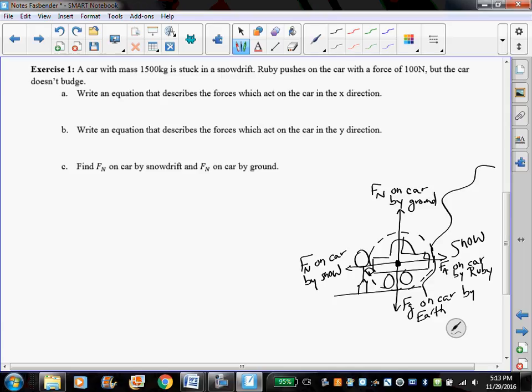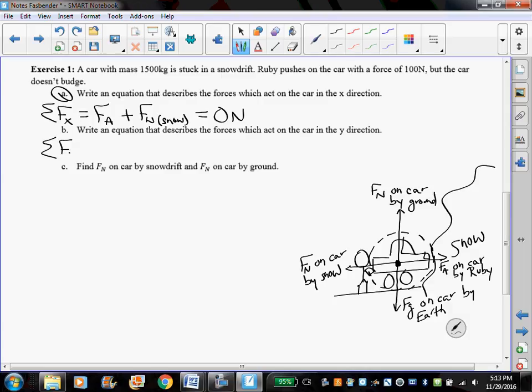So the first thing that we want to do is write an equation that describes the forces which act on the car in the x direction. So this is asking you to write a net force equation in the x direction. If we look, Ruby is applying a force to the right, and then there is a normal force due to the snow that is pushing to the left, and those are the only left-right forces I can see. So those two things must add up to 0.